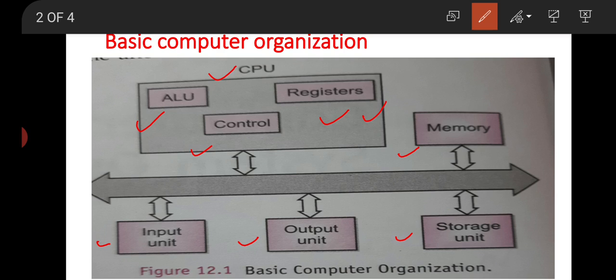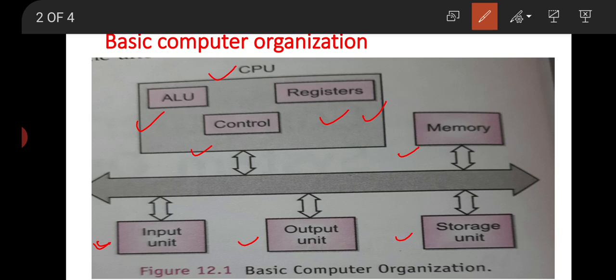Now we are going to talk about the input unit. The input unit is used to take input from the user and convert it into binary format. That means input devices take data from the user, process it and convert it into binary format. Some input devices are OCR, optical character reader, OMR, optical mark reader, and MICR, magnetic ink character reader, and your keyboard and mouse are also input devices.